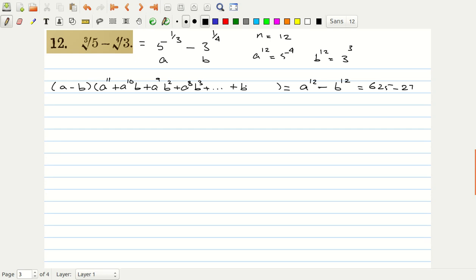We'll finally have b to the power 11, and your rationalizing factor is simply going to be a to the power 11, which is 5 to the power 11 by 3, plus a to the power 10, which is going to be 5 to the power 10 by 3, times b, which is 3 to the power 1 by 4, plus a to the power 9, which is going to be 5 to the power 3 times b square, which is going to be 3 to the power 1 by 2, plus a to the power 8, which is going to be 5 to the power 8 by 3 times b cube, which is 3 to the power 3 by 4, and all the way till b to the power 11, which is going to be 3 to the power 11 by 4. So this is your rationalizing factor.